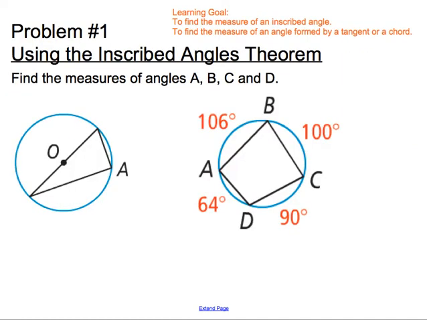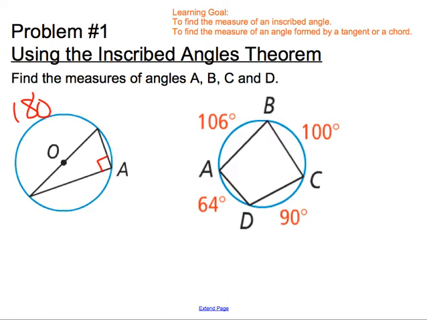So here we have two problems that use the inscribed angles theorem. We're asked to find the measures of angles A, B, C, and D. In this left-hand question, since this chord goes through the diameter of the circle, we know that this arc over here must be 180 degrees. So the measure of angle A is half of 180, which is in fact 90 degrees. So this triangle is actually a right triangle.